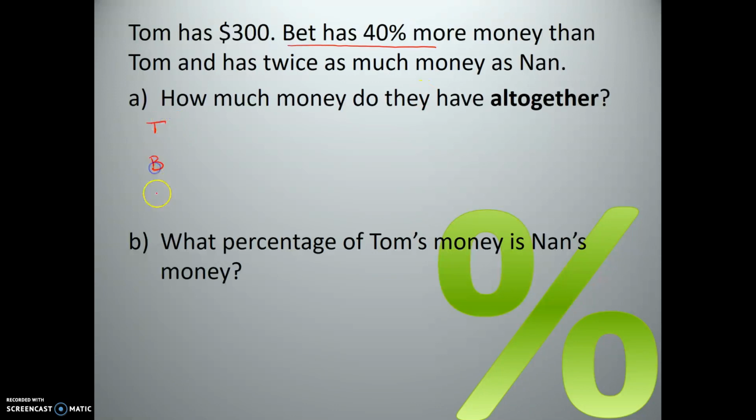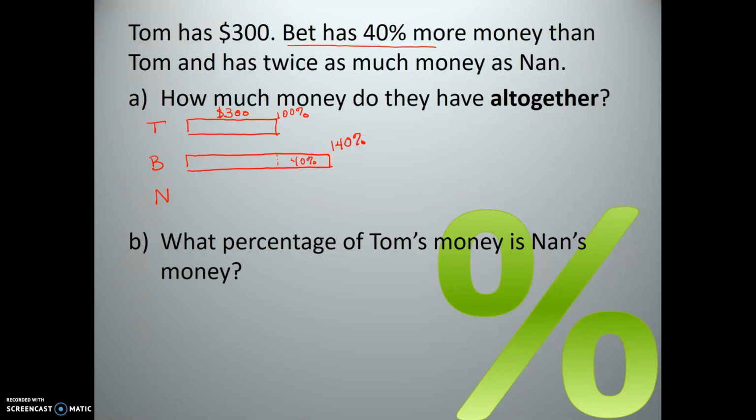So we're going to set up our bar models. Tom has $300, and since everything references Tom, I'm going to make him have 100%. It says Bet has 40% more than Tom. So that means that she has 140%.